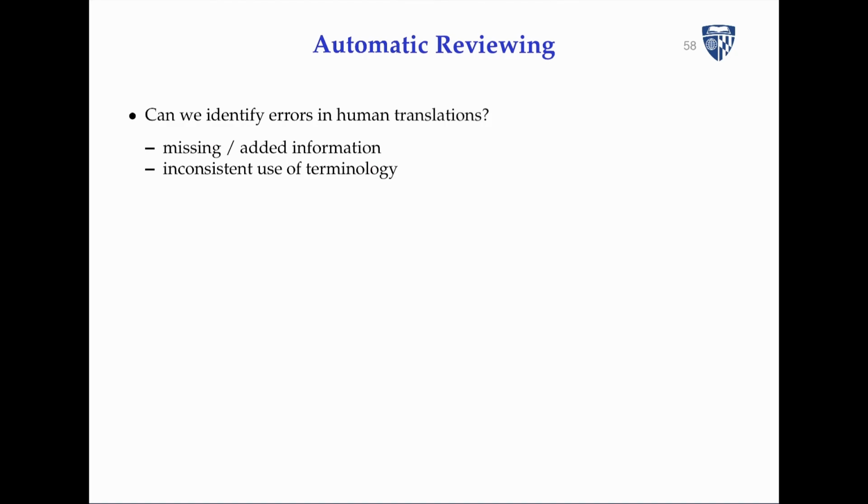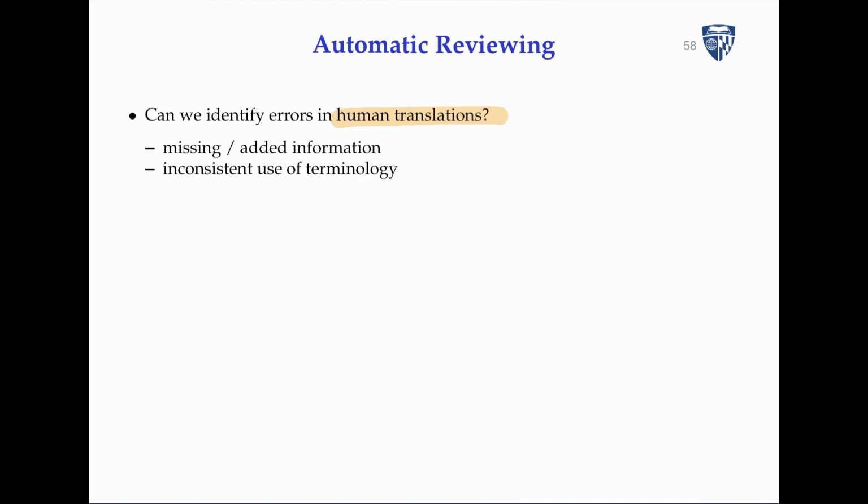Finally, and in the same vein, we might also want to come up with methods that do automatic reviewing. So we talked a lot about errors in machine translation and how we can improve our machine translation system and so on. But we also have professional human translators who might also make mistakes. So there are particular types of mistakes we might actually have some hope of detecting automatically.